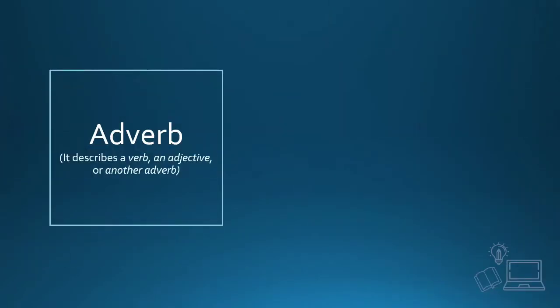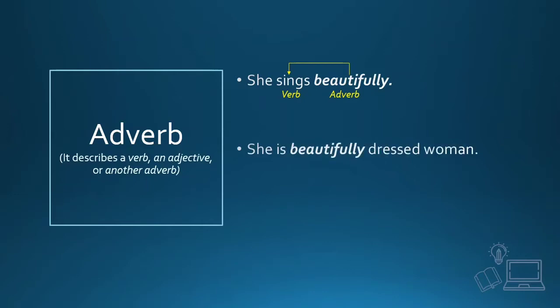The next one, let's have a look at the examples of adverb. The first sentence, she sings beautifully. Dalam kalimat ini, the adverb beautifully menjelaskan the verb sings. The second sentence, she is beautifully dressed woman. Dalam kalimat ini, the adverb beautifully menjelaskan the adjective dressed, sedangkan the adjective dressed menjelaskan the noun woman.